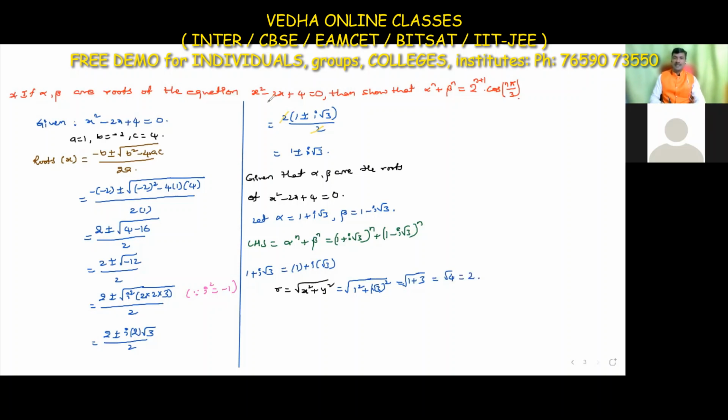Now multiplying and dividing by 2. So we get 1 plus i into root 3 is equal to, multiplying by 2 and dividing by 2, this equals 2 outside, 1 by 2 plus i into root 3 by 2.